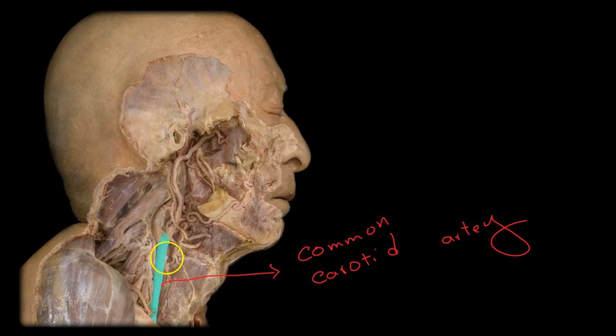Okay, in this picture, you can see the common carotid artery. It's going to be found in the neck region. It's going to give two other branches. So it exits the thorax, goes up in the neck region, and then gives these two branches. 1, 2. Okay, so next we have to know the names of these two branches.